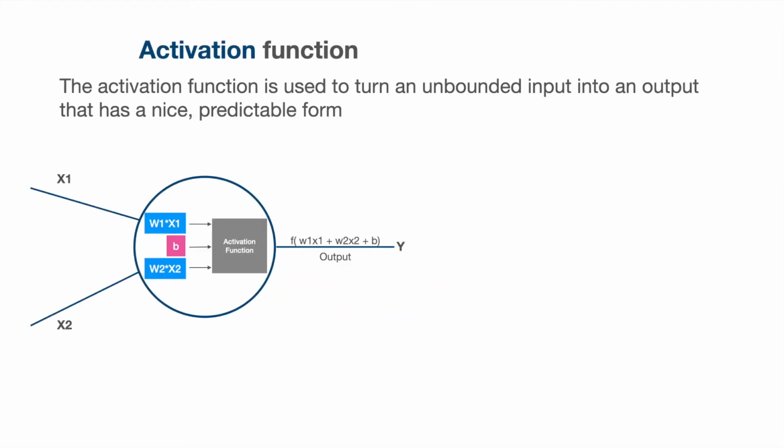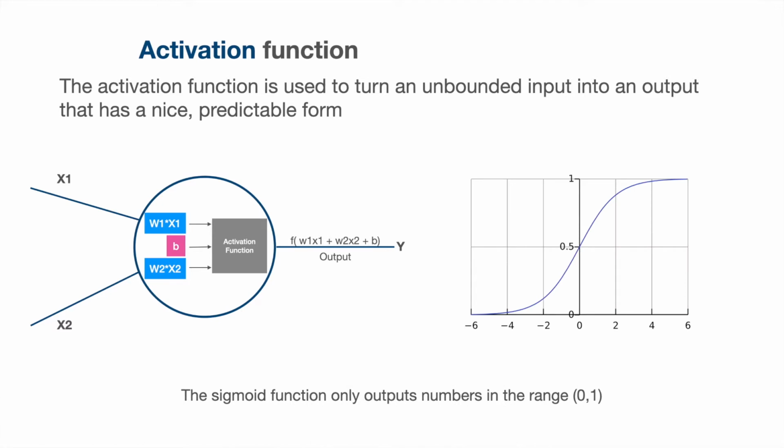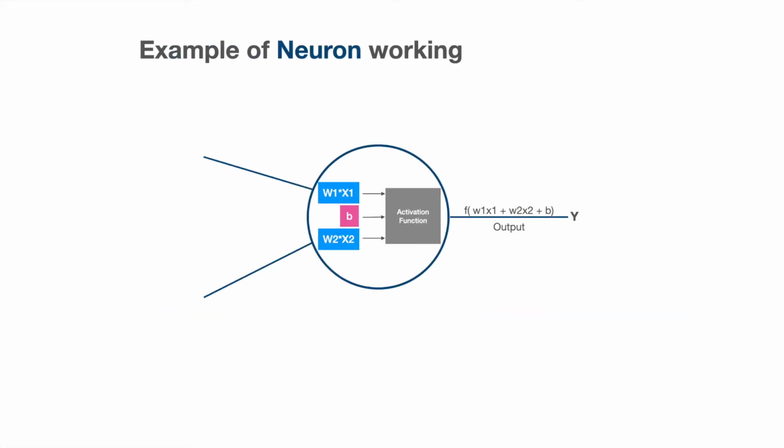The activation function is used to turn an unbounded input into an output that has a nice predictable form. A commonly used activation function is the sigmoid function. A sigmoid function outputs the number in the range 0 and 1. No matter what the input is, the output will always be between 0 and 1. Let's see an example of neuron working.